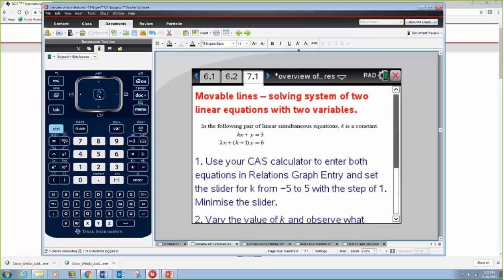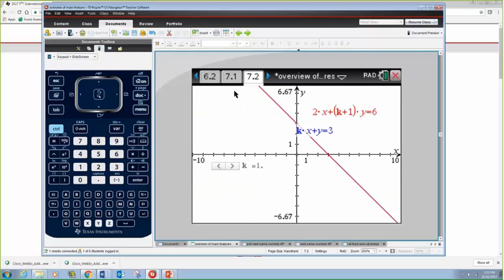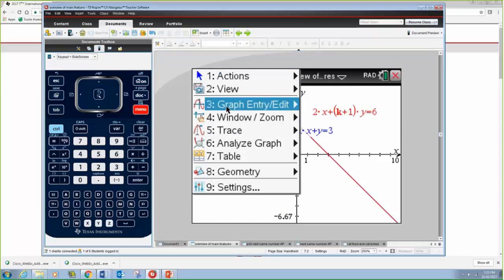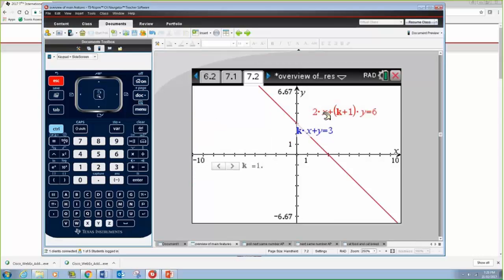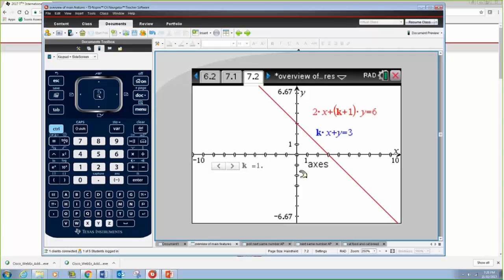Again, the calculator will not solve with the parameter, but we can do a few things. In a similar way, we can sketch the graph, but this time I actually used a relation. My graph was a relation because I entered the equations as they are: 2x plus (k plus 1) times y equals 6, and kx plus y equals 3. This is good for the class activity, not for the exam, because in the examination they will not be able to enter relations of this type. But for the class activity it is good.